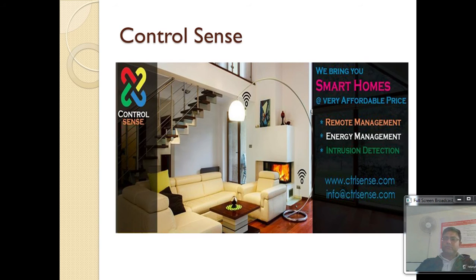You can switch on or switch off air conditioners while returning home through this application. You can control the lights. You can see the energy levels used in your house, and you can also detect intrusions in your house. All this is reported to your mobile phones at a very nominal price. So these are the things which are possible.